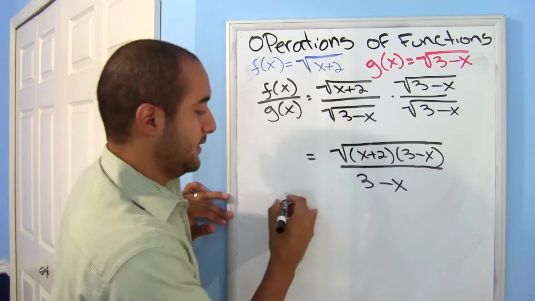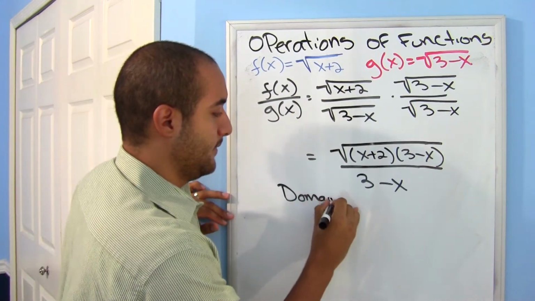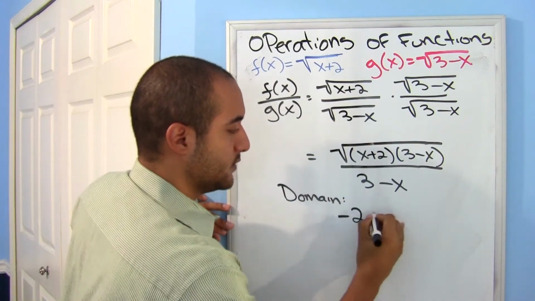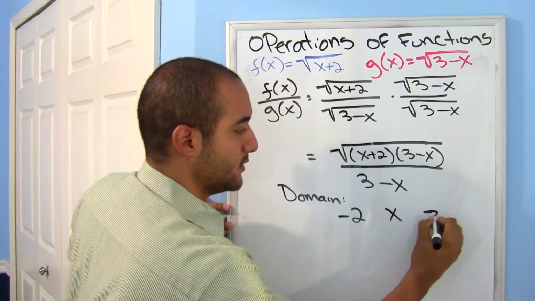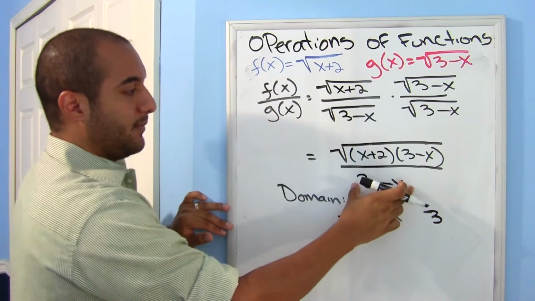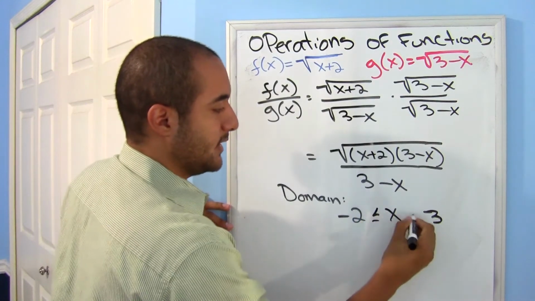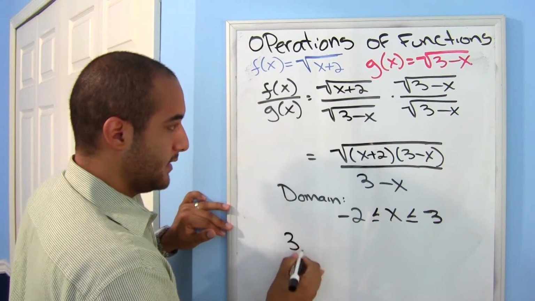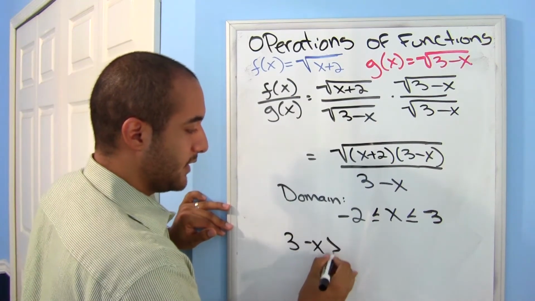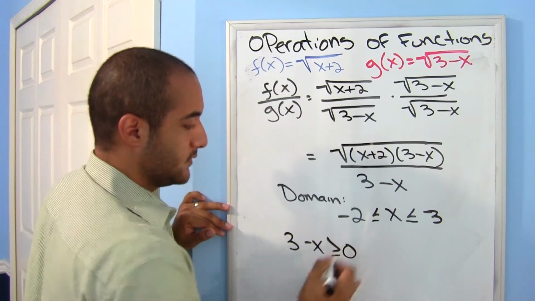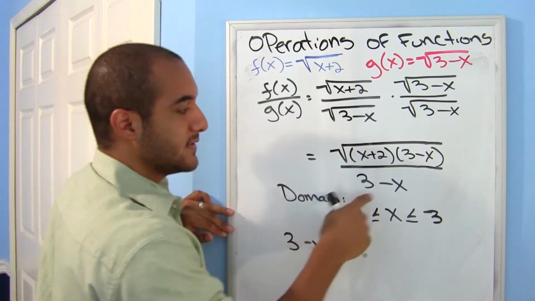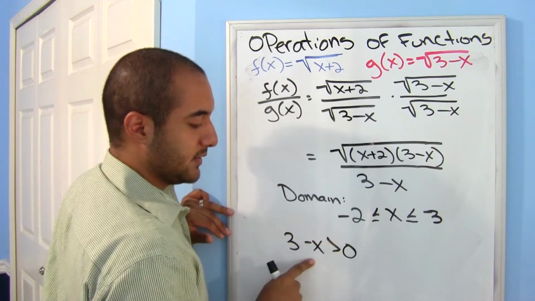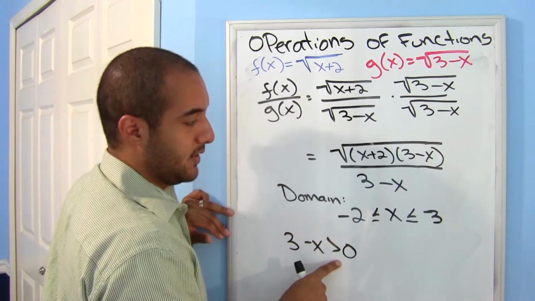Now you think about your domain. My domain is almost like before. It was between -2 and 3. Now if you remember, when we did this one, this is what we had before. We said 3 minus x, we wanted it to be greater than or equal to 0. But here, since this is the denominator, you don't want it to be equal to 0. You can't have 0 in the denominator. You want it to be greater than 0.